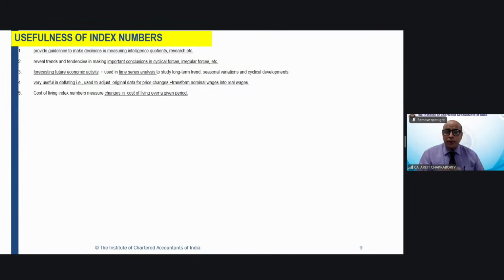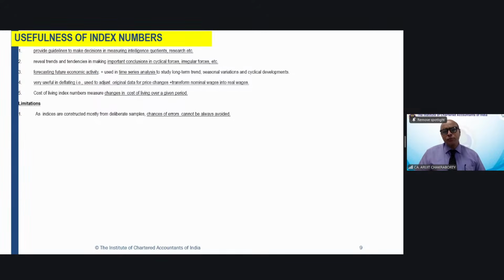In a little while from now, we will see how index numbers are used even for deflating purposes. That means deflating, we will see, is when we consider the nominal salary and try to find out the real salary. The nominal salary or nominal wage will be adjusted by the index number and we will get the real salary. So these are the usefulness. Practically a very significant, important and useful tool of statistics.